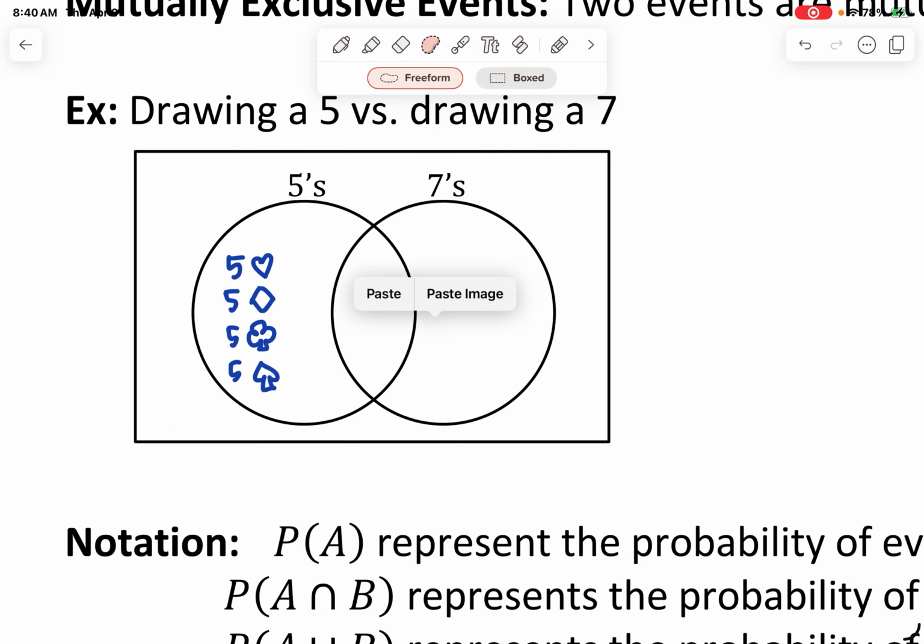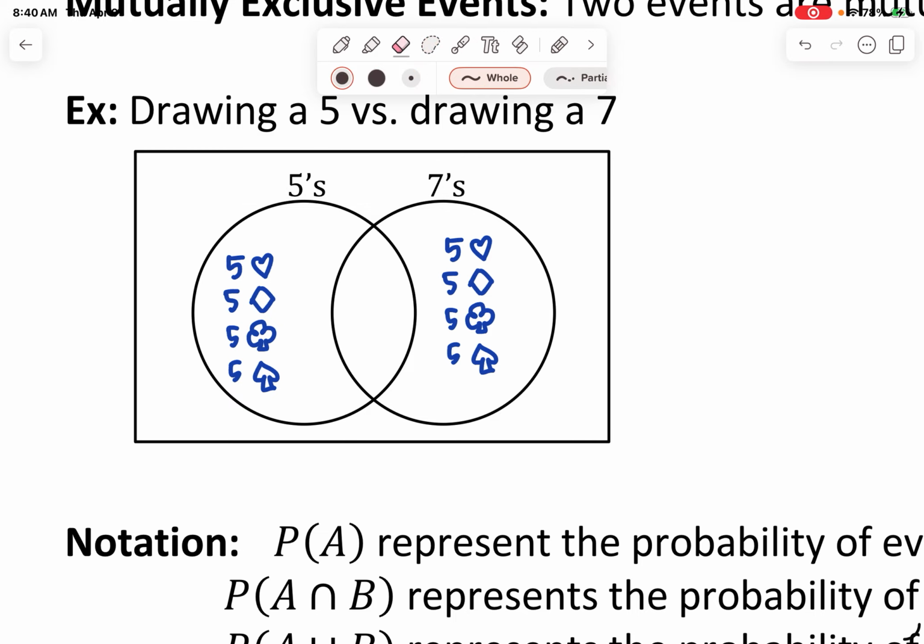I'm going to copy and paste this so I don't have to draw those symbols again. There are 4 cards that are 7s: the 7 of hearts, 7 of diamonds, 7 of clubs, and 7 of spades. But there is no overlap. There is no card that is a 5 that is also a 7. So these two events are mutually exclusive. There is no overlapping outcome. There is nothing that is true about both. There's nothing that fits into both of those. There's nothing in this area right here.